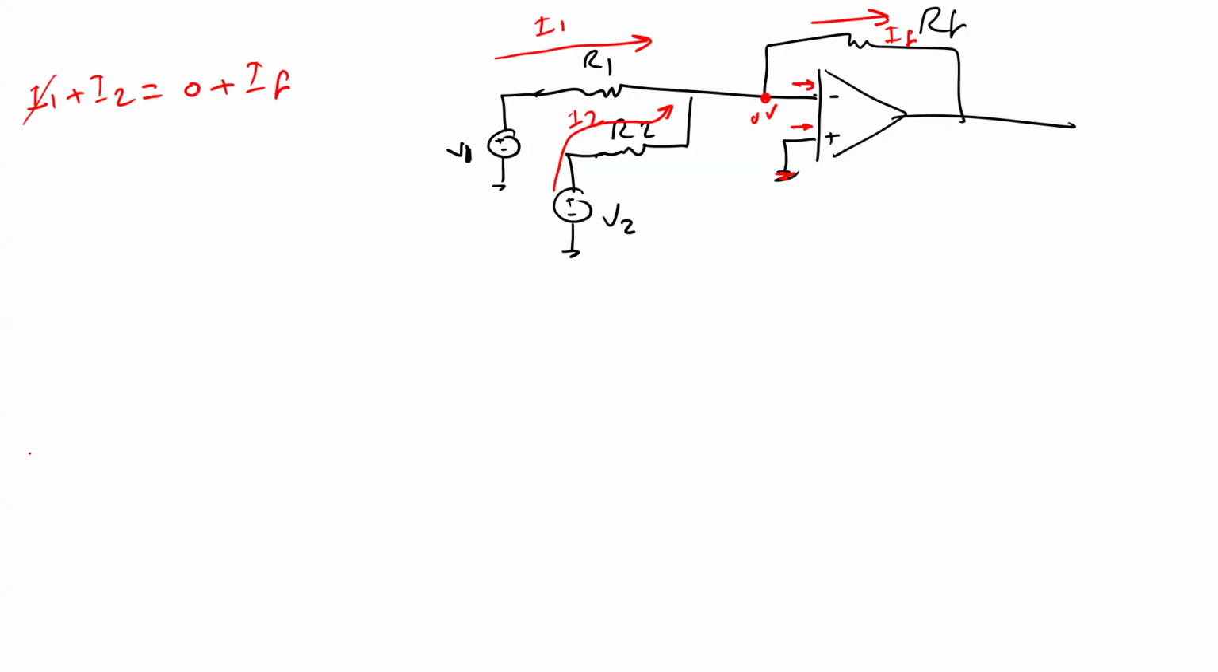And I1 is actually V1 minus 0 divided by R1. I2 is actually V2 minus 0 divided by R2, for sure. IF is actually 0 minus V out divided by RF.